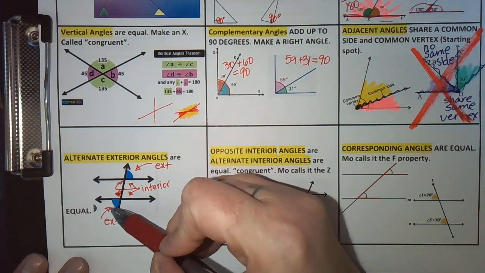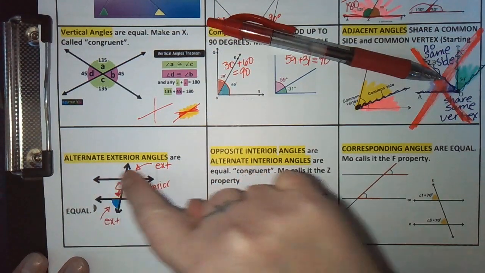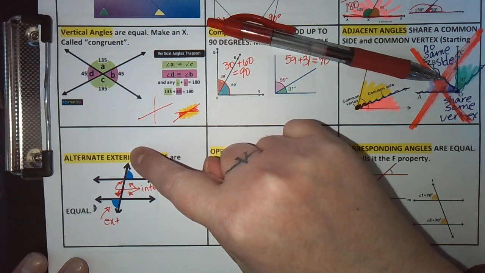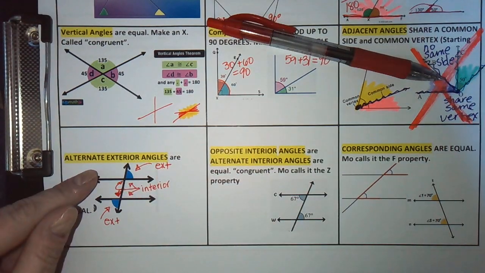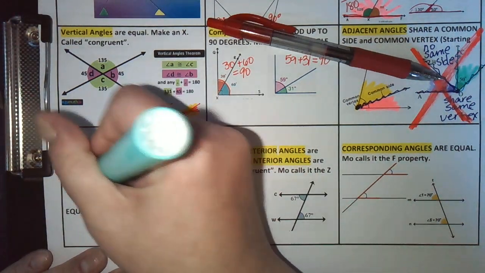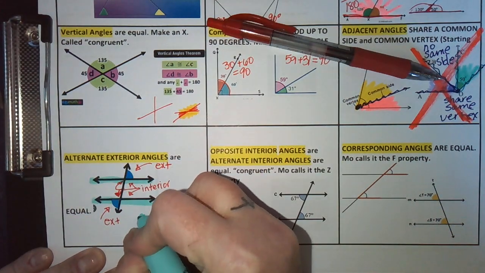And these two are equal as long as you have two parallel lines with a line cutting through it. So, alternate interior angles are equal as long as this side to side and this side to side are parallel.